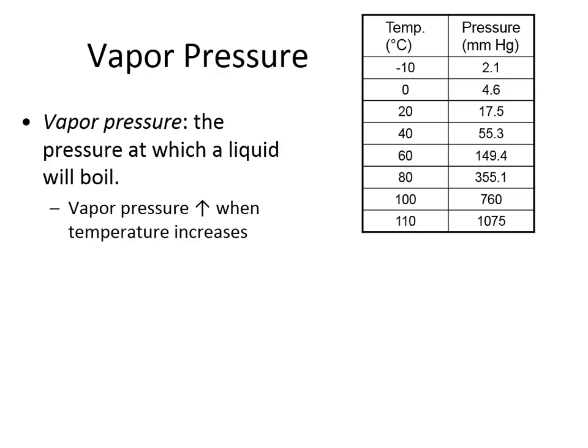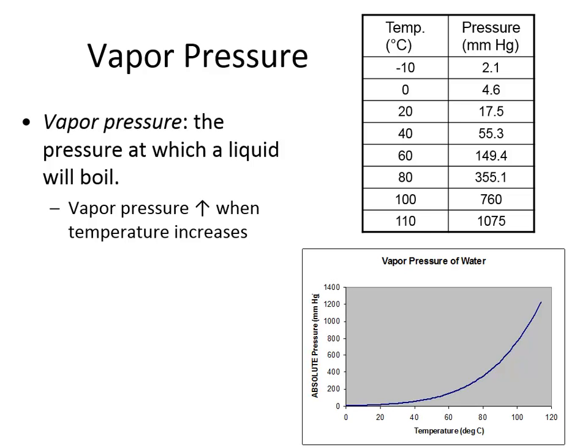It doesn't happen very quickly. You can think of these vapor pressures as how quickly something will evaporate. Because even before water boils, if you take it up to 80 Celsius, it's going to evaporate a lot more quickly at 80 Celsius than it will at 20 Celsius, because a greater fraction of the molecules have what it takes to go into the gas phase. So here is a graphical representation of vapor pressure, and you can see it's nonlinear.